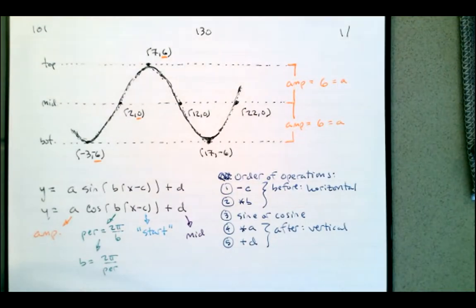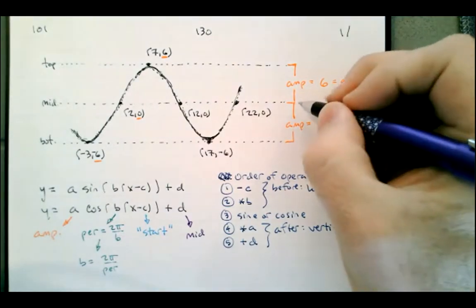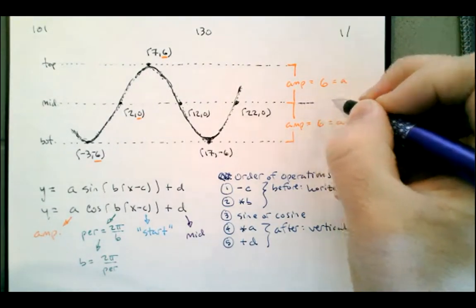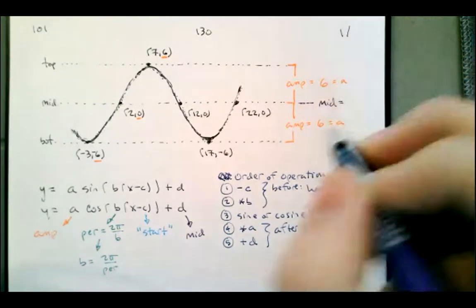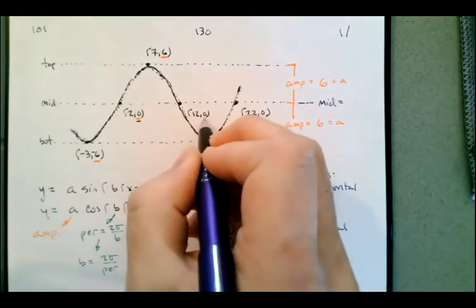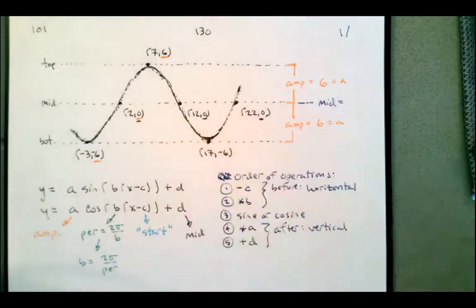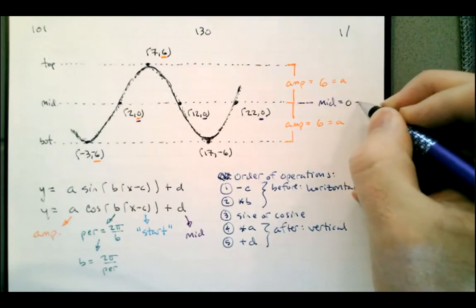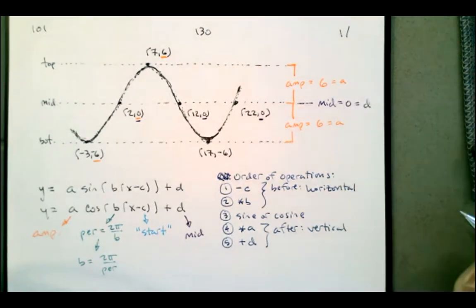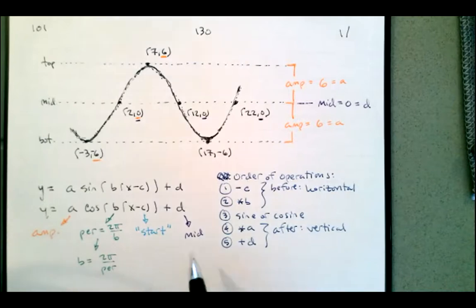Let's go for the other vertical stuff. The middle is where the y coordinate of all the points on the middle are. So the middle is once again a y coordinate thing. And notice that all the points labeled in the middle are at 0. So the middle is at 0, and the middle is just the value of d. So I've got the amplitude of 6, I've got a middle of 0, I've taken care of my 2 vertical things.